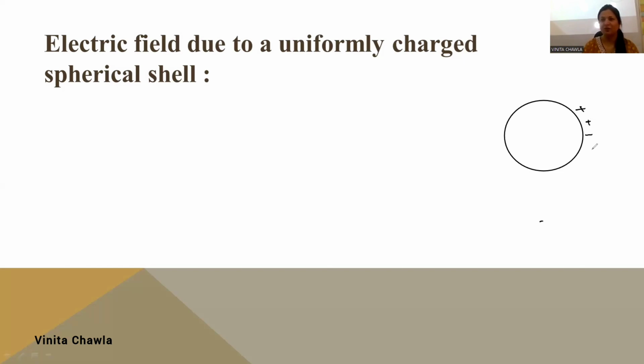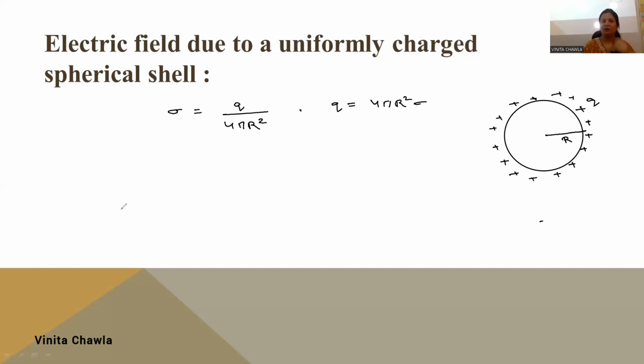This spherical shell is uniformly charged, and radius of this spherical shell is r. Charge given to this spherical shell is, let's say, q. So we can easily find surface charge density for this spherical shell. Surface charge density is denoted by sigma. It is equal to charge per unit area. So we can write charge in terms of charge density as 4 pi r square sigma.